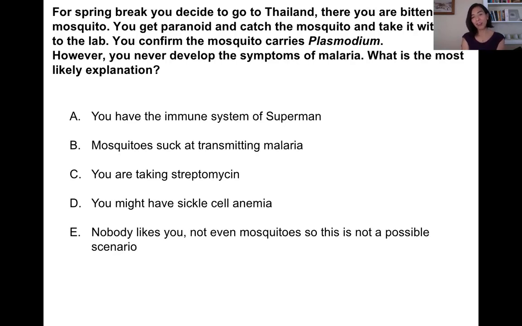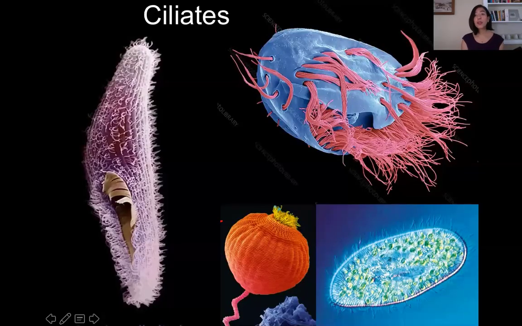Okay, so hopefully you remember that sickle cell anemia confers some protection against malaria. The other group that we are going to be looking into is the ciliates. These ciliates have cilia, which are structures involved in movement. Hopefully you can see that in all of these species, we have tiny hair-like structures called cilia. As I mentioned, they can be used to move, but also to feed.